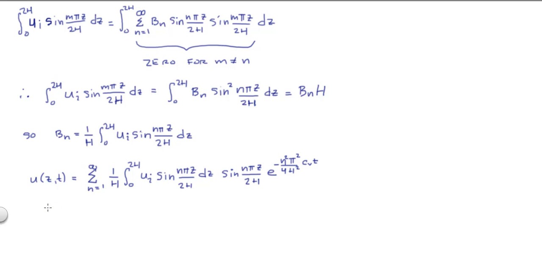And now we can simplify that definite integral, the integral from 0 to 2h of u_i sine n pi z over 2h dz. And if you simplify that definite integral, you get a slightly more compact expression that I'm writing here.